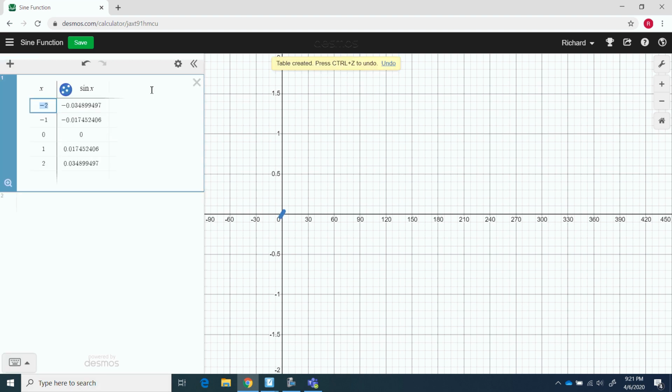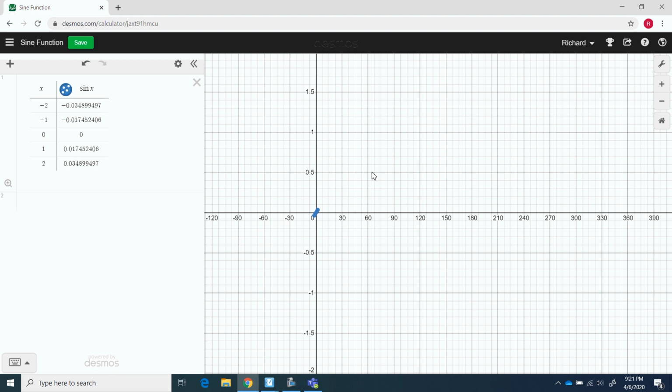Now I want my table to match the one that we had on our smart file. If you remember, it went by 30s. It started at 0, so I'm going to start at 0. Now when I put an angle in here, it's going to plot the ordered pair up on our graph. Right here, you're going to see the dots start appearing that match up with this table of values over here.